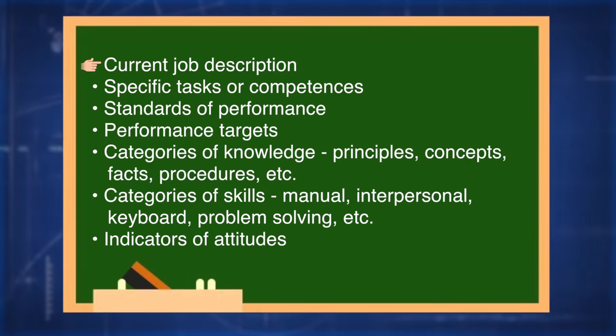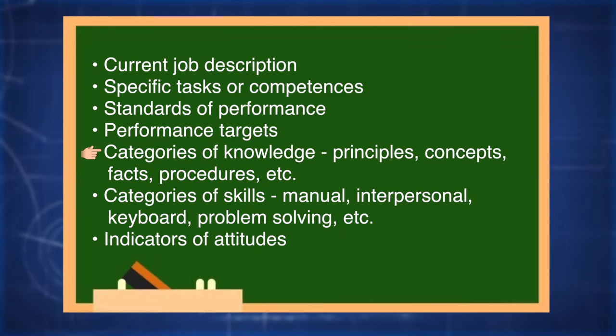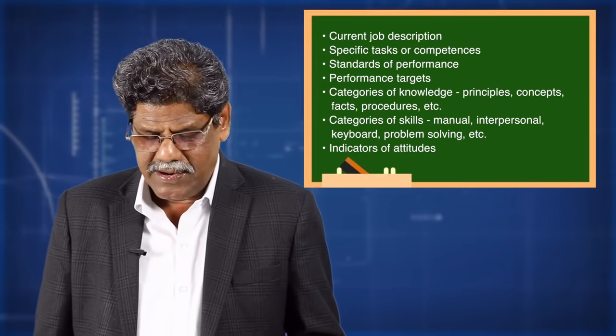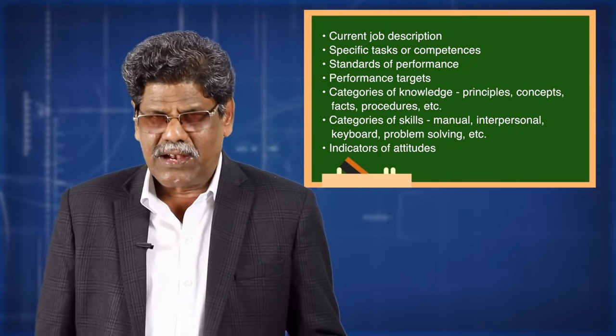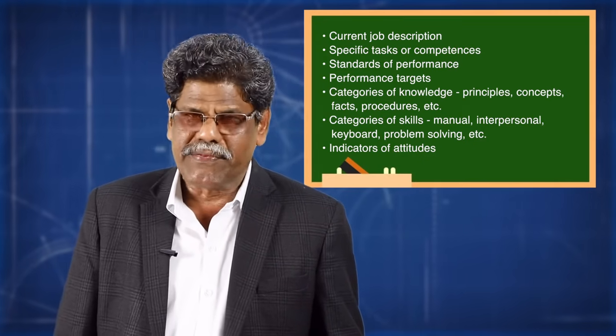Current job description, specific task or competencies, standards of performance, performance targets, categories of knowledge, that is principles, concepts, facts, procedure, etc. Categories of skills: manual, interpersonal, keyboard, problem solving, etc. Then indicators of attitude. So in the behavior level, the trainer can evaluate the trainee's behavior, knowledge, and changing of behavior.